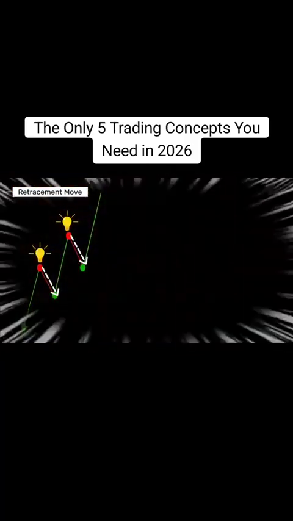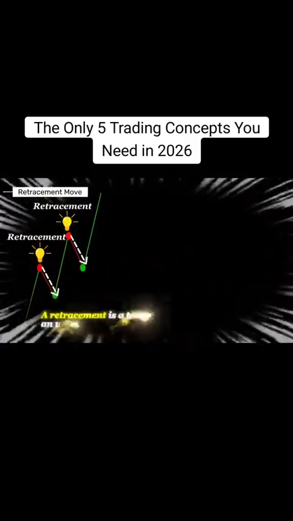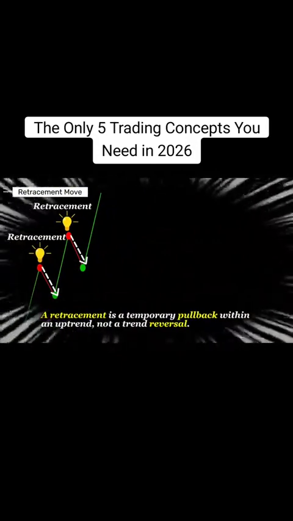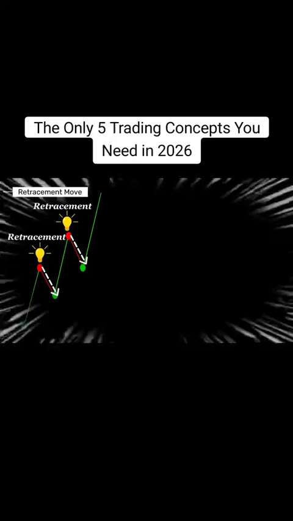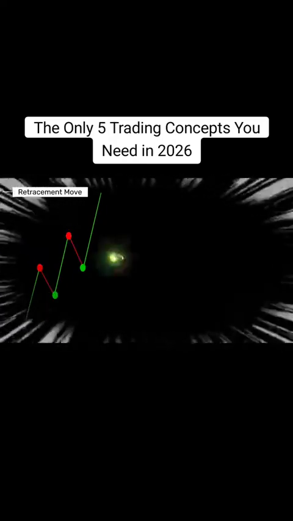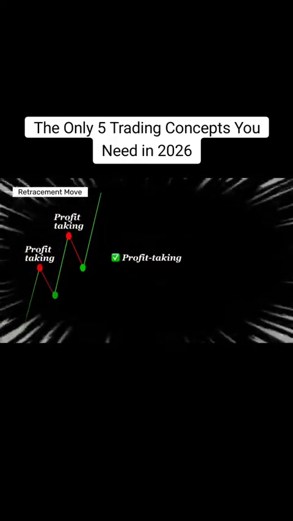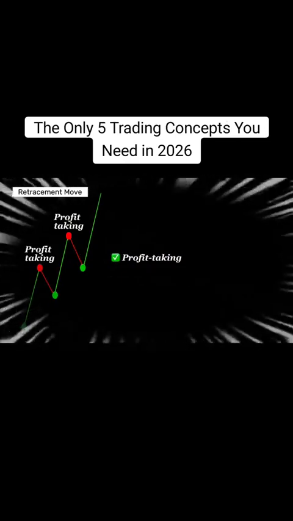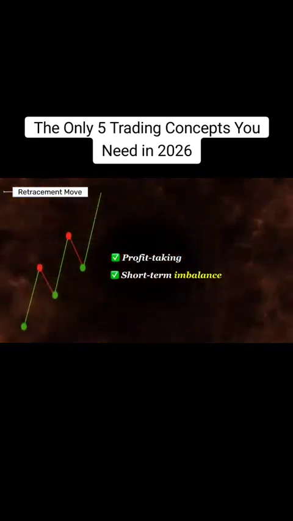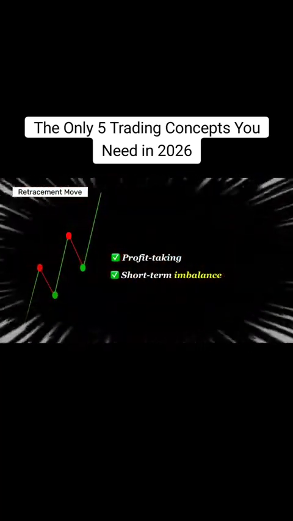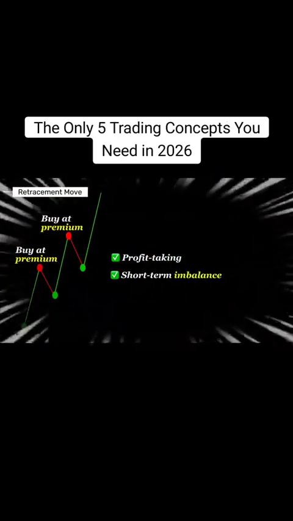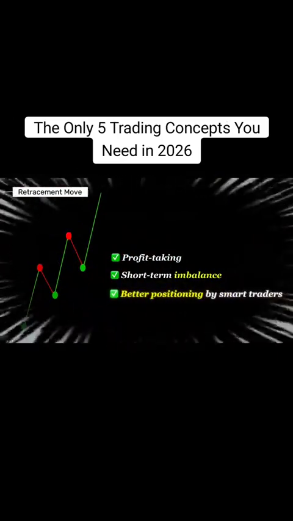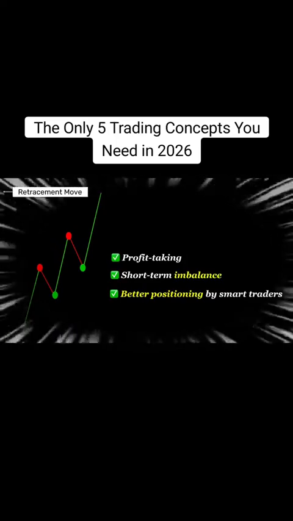Now, after every strong push, the market needs to breathe. That's where the retracement comes in. A retracement is a temporary pullback within an uptrend, not a trend reversal. It happens for very logical reasons. Profit taking. Traders who bought earlier lock in profits, reducing buying pressure and causing price to dip. Short-term imbalance. When price rises too quickly, fewer traders are willing to buy at premium levels, leading to a pause. Better positioning by smart traders.